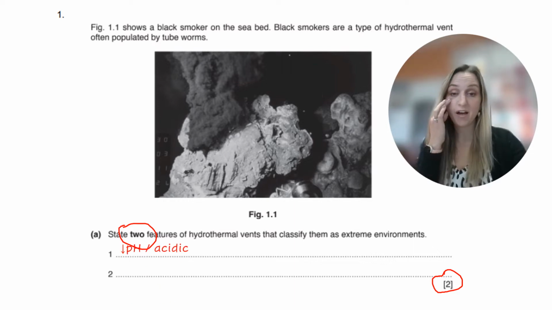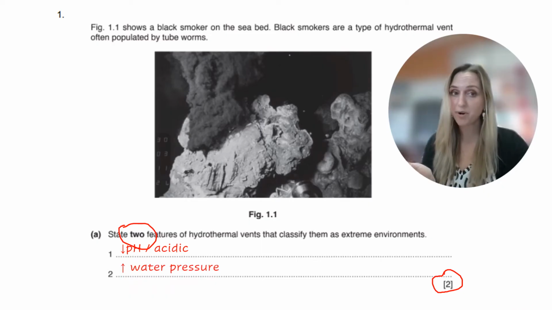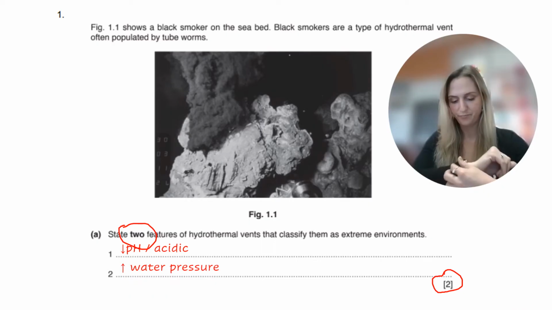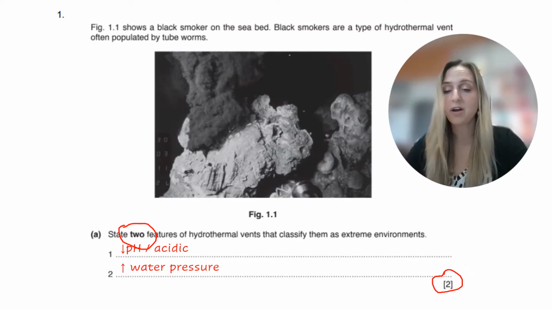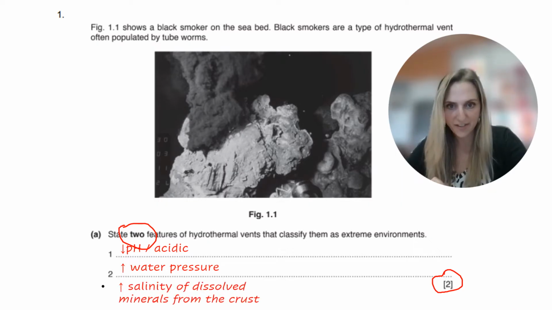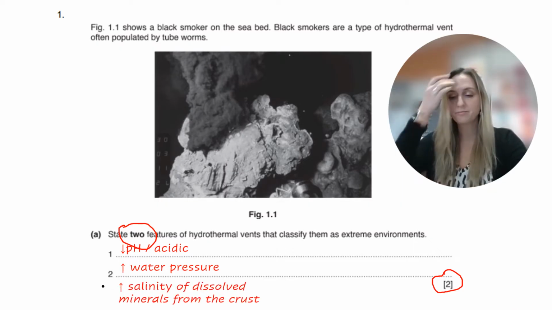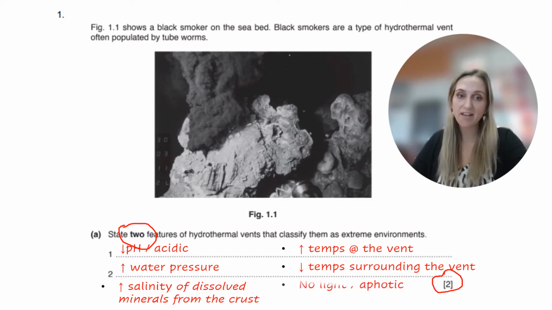So we could say it's very low pH, or it's acidic. There's very high water pressure. Notice we're saying high water pressure and not water pressure. And I use a lot of arrows. Do not use arrows on a test. It's very high salinity from the dissolved minerals in the crust. High temperatures at the vent. Low temperatures surrounding the vent. And lastly, there's no light, or we could say it's aphotic.